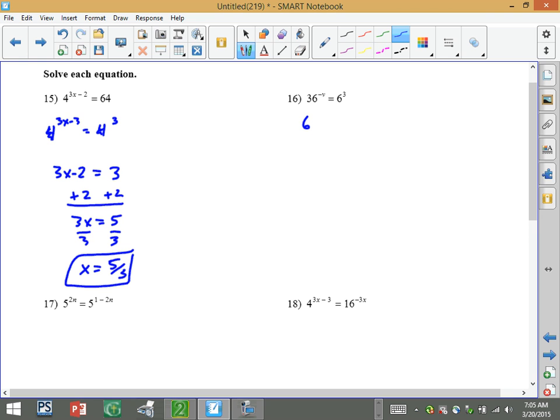Here, 6 squared. You still have that negative v on the outside. 6 to the negative 3. So we have negative 2v equals 3. Divide both sides by negative 2. So v equals negative 3 halves.